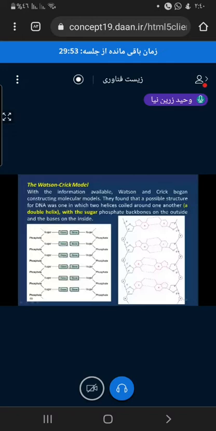Please draw this figure in your paper for better understanding of the structure of the DNA.